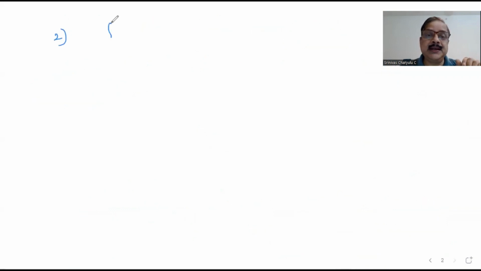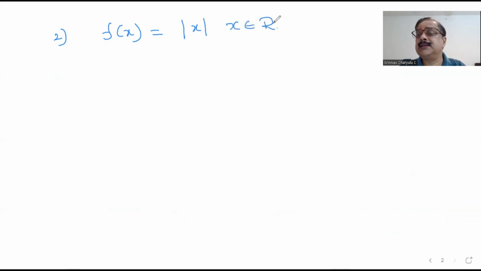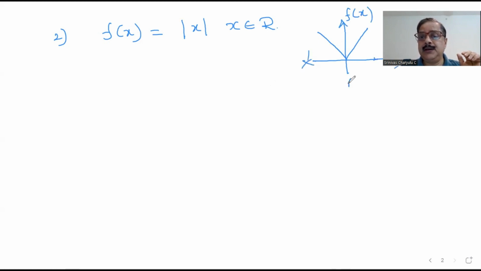Next, let us go to the second sum. Second sum, let us take this function. f of x is equal to mod x. Here again, x belongs to, let us say, the set of real numbers. This function looks like this. Understood, no? This is f of x. This is x, x dash, and f dash. This y dash you can write here, or f dash x you can write, no problem. You leave it here. Our function remains like this now. This is negative x, y axis.